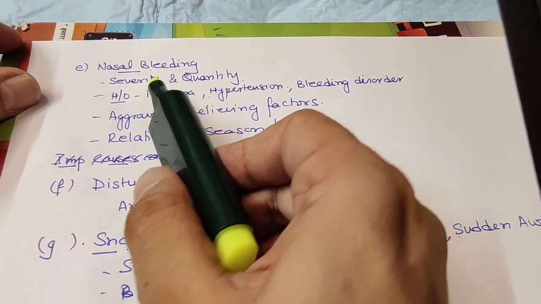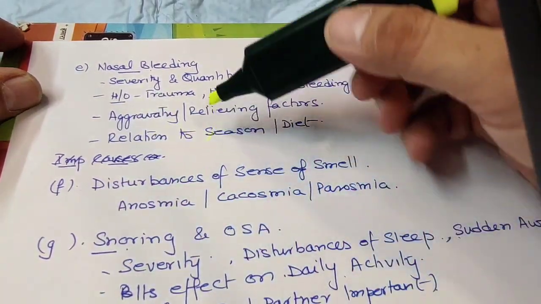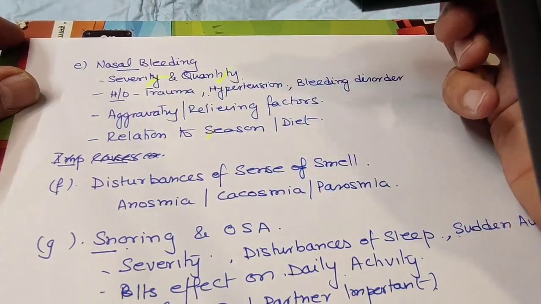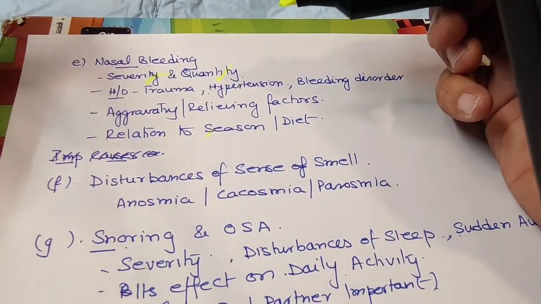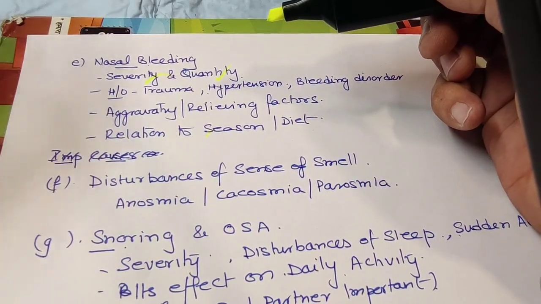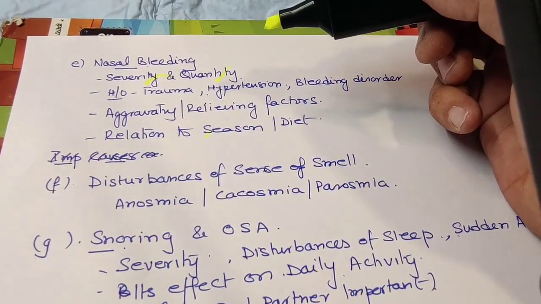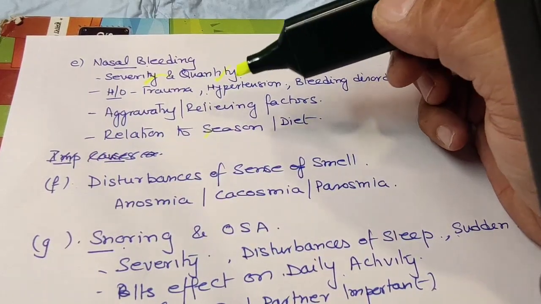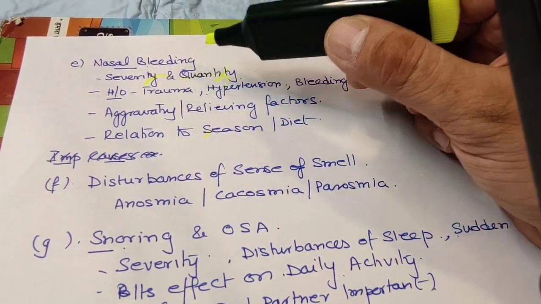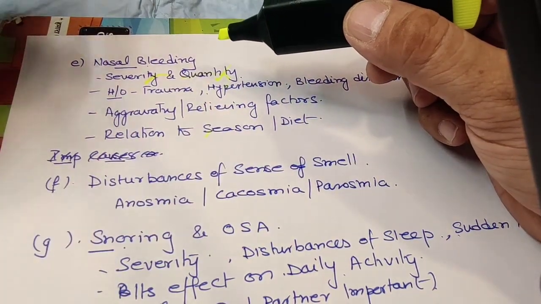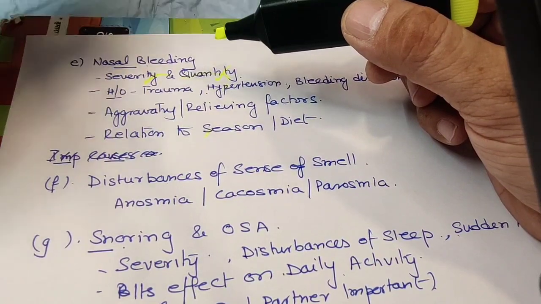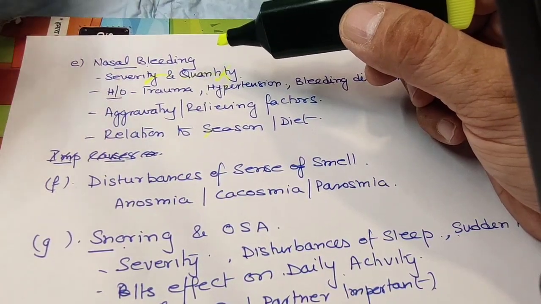Then nasal bleeding or epistaxis is important. You need to ask the severity, the quantity of the bleeding, whether it is large in amount or just streaking of blood. That will indicate how severe the problem is, because the patient can give you a misleading history of large quantities, but that needs to be clarified, whether it is a few drops or maybe it fills the entire handkerchief, or maybe more than 1 or 2 tissue papers are filled up.